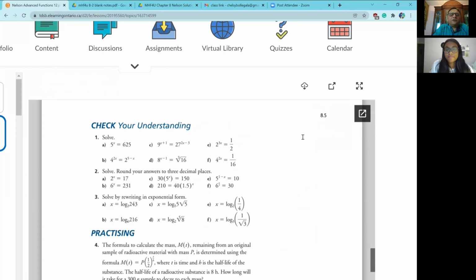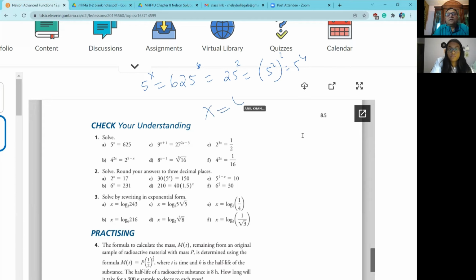The very first one, 5 to the power of x is 625. Very easy. You can write 625 as a power of 5, right? 625 is 25 squared, you know. And 25 is 5 squared. So that means 5 to the power of 4. And therefore, x is equal to 4, correct? So make the same base. So the idea in question number 1 is to make the same base, correct?